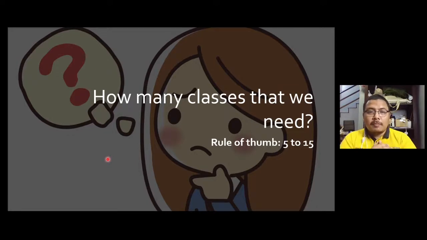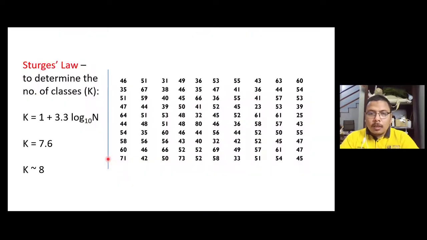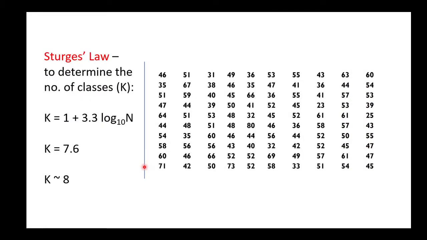So the rule of thumb that we always use is a number of classes between 5 and 15. This is just a rule of thumb. It depends on what kind of data and information you have, and it depends on your study also. There is what we call Sturges' rule. This Sturges' rule is one way to calculate the number of classes if you find difficulty determining the classes yourself.